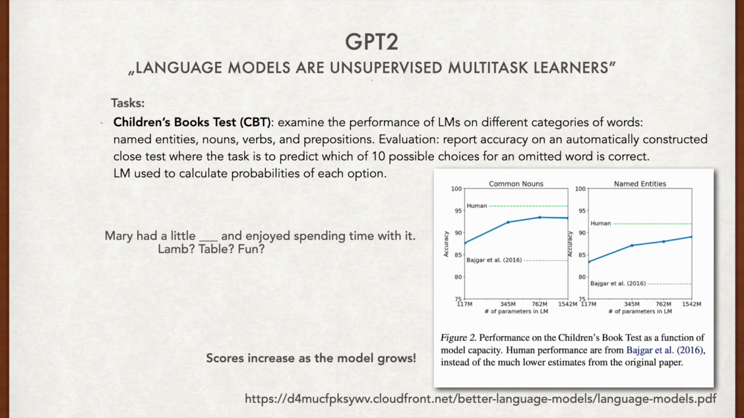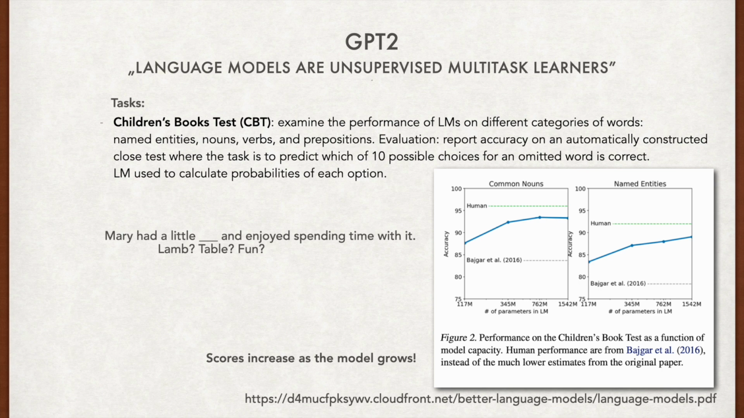First, they evaluated GPT-2 on Children's Book Test, or CBT for short. The goal of CBT is to examine the performance of language models on different categories of words, for instance, named entities, nouns, verbs, or prepositions. In terms of evaluation, we report accuracy on an automatically constructed cloze test, where the task is to predict which of 10 possible choices for an omitted word is correct.